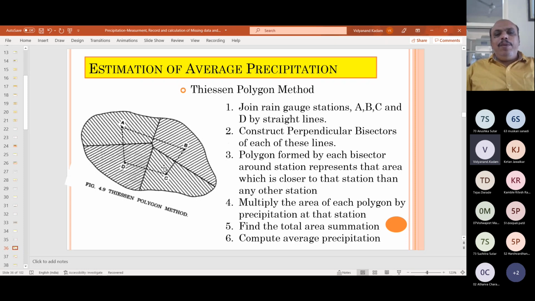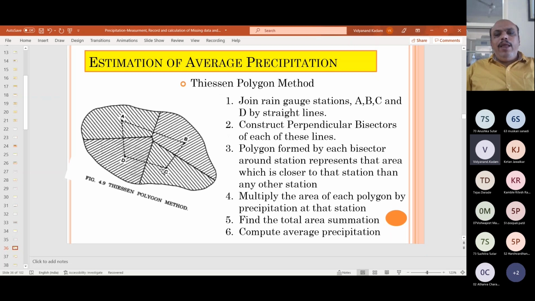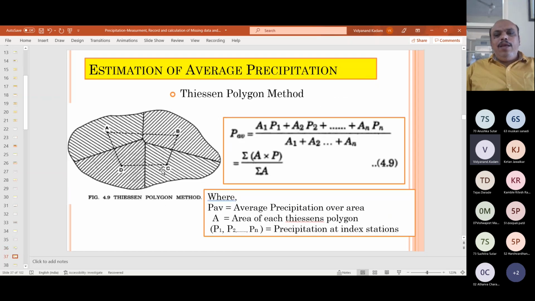Now in this method, the precipitation value at any rain gauge station is weighted with the ratio of area. For station A, the area is A1, precipitation value is P1. So it is P1 into A1 upon summation A. So A1 upon summation A is what? It is the weightage given to that particular rainfall value. So considering this, a formula is developed for P average.